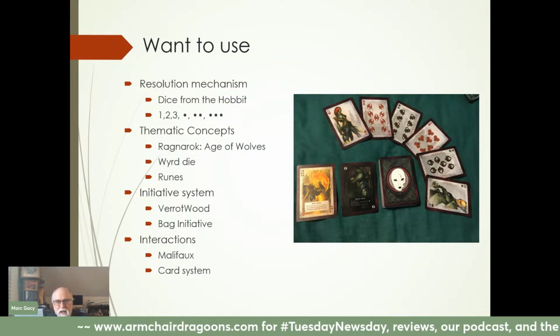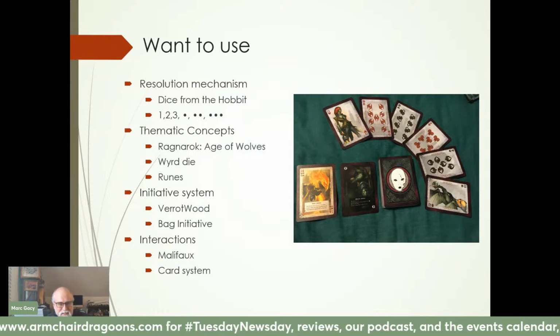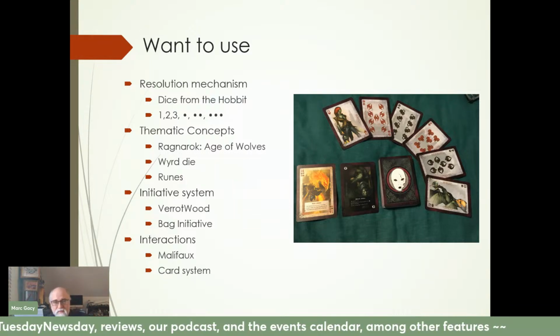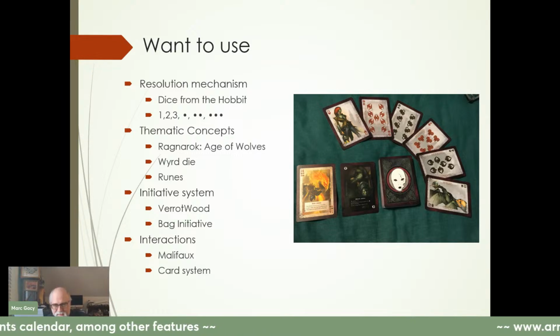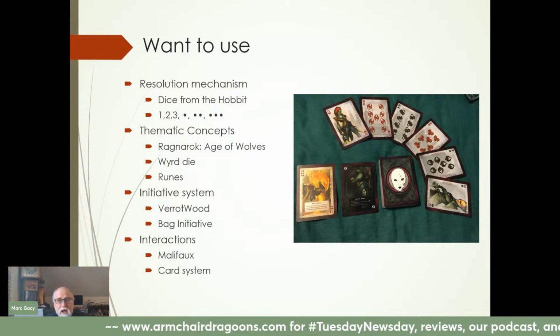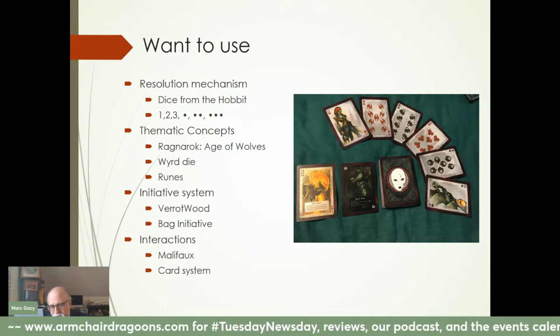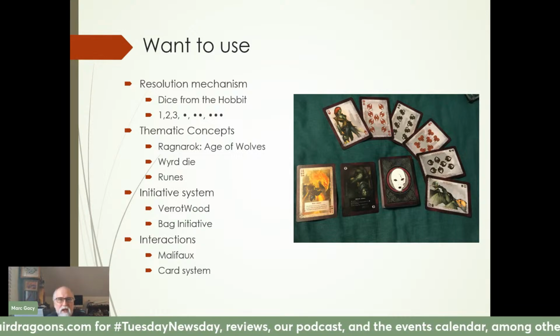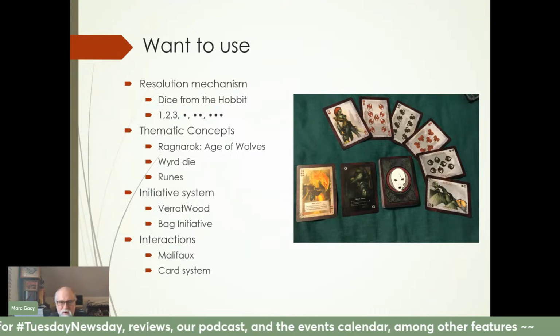But if it's something random like a bag initiative system, where you pull out something that says you can move this kind of figure, you don't know if that's okay. Oh, I wasn't expecting to move him now, or maybe the enemy gets to pull 2 or 3 in a row, and it's sort of surprising, and you have to rethink how you do things. And then interactions. Malifaux has a card system, and I love cards, so I'm always trying to figure out ways to incorporate card systems into a game.